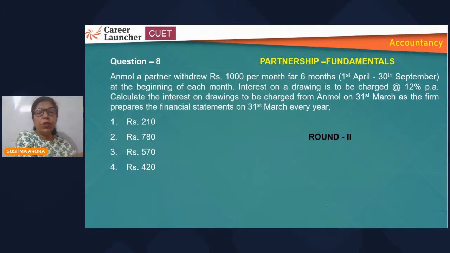Anmol, a partner, withdrew 1000 rupees per month for 6 months from 1st April to 30th September at the beginning of each month. This is the question of IOD. The IOD is to be charged at the rate of 12%. Calculate IOD. Okay, see the condition: 6 months. And the other condition you should focus on is that it is at the beginning. Clear? So your answer will be 210.